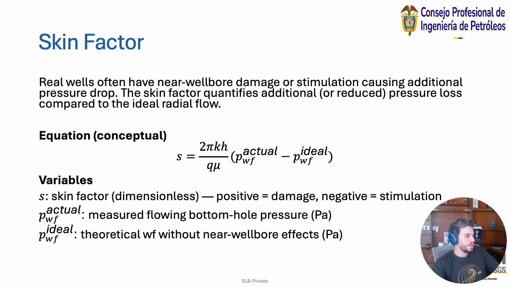Okay, so let's also define the actual. The pressure of the actual at the wellbore is measured as the bottom hole pressure, and the ideal is what we can theoretically calculate by mathematics or by hand, what the pressure should be at the wellbore, right?